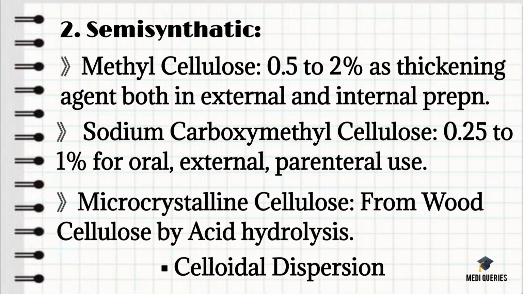And next one is the sodium carboxymethyl cellulose, that is SCMC. It is used in the concentration from 0.25 to 1% for suspending powders in the preparations made for oral, external and parenteral use. Okay. Microcrystalline cellulose. It is prepared from wood cellulose by the acid hydrolysis method. It is dispersed in water to produce a colloidal dispersion here. Okay. So all these are the semi-synthetic derivatives.